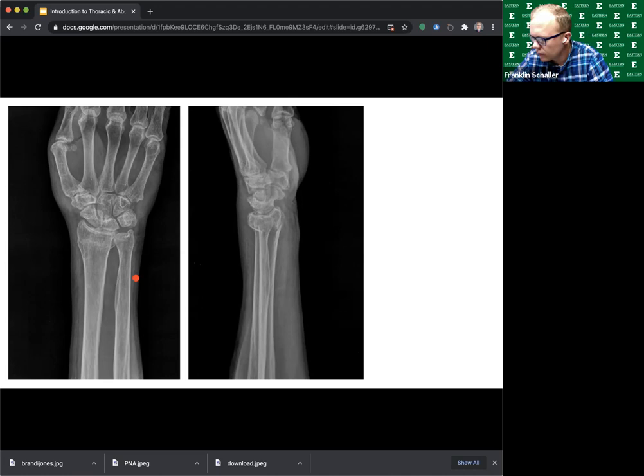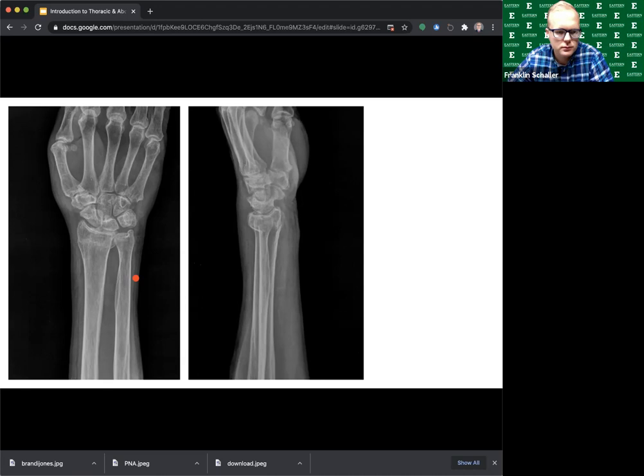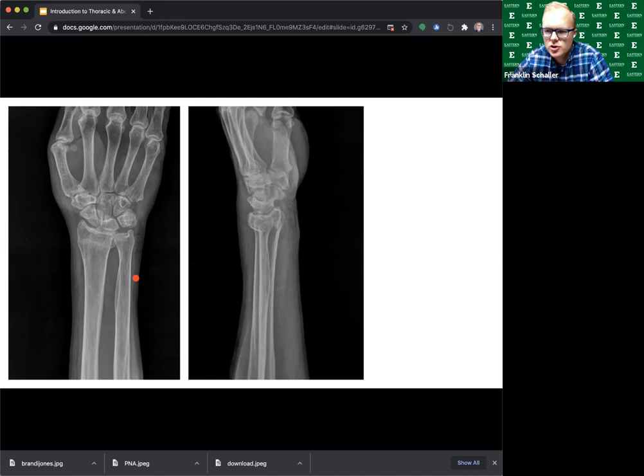Who can tell me where the snuff box is? Has anybody heard that term before? No. Some people nodded yes. Some people are trying to show me visually. And some people said no.